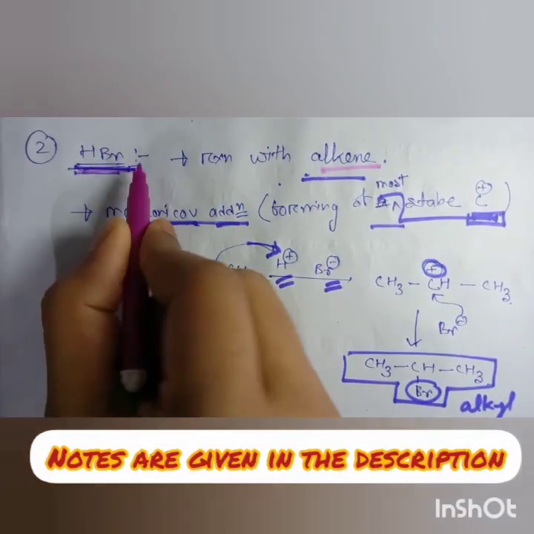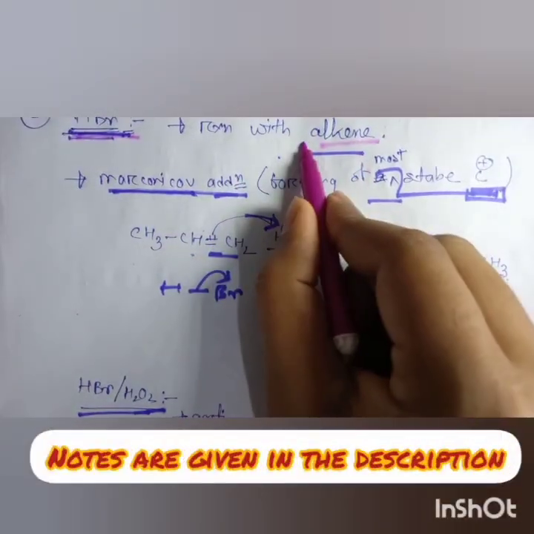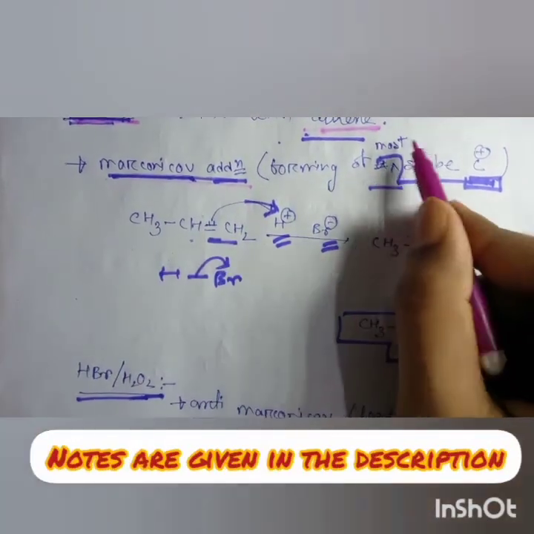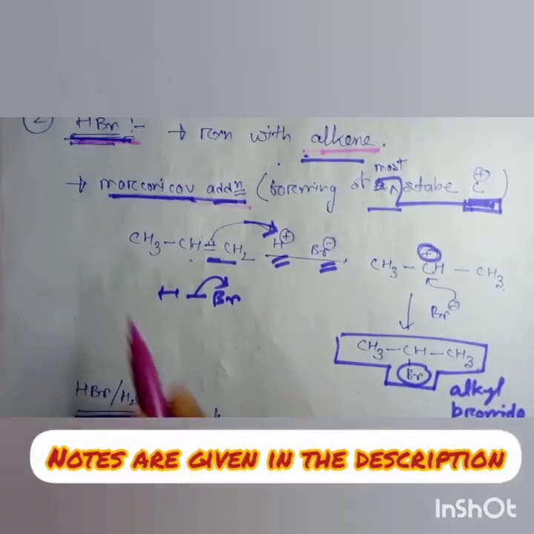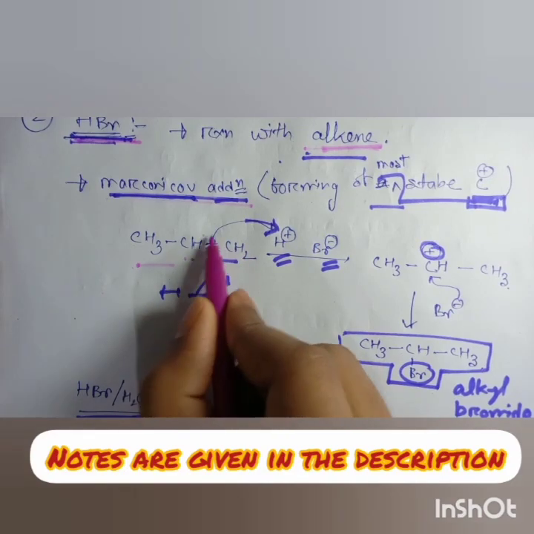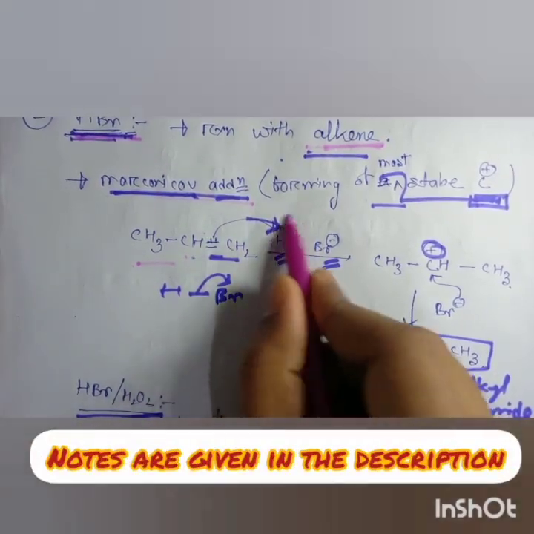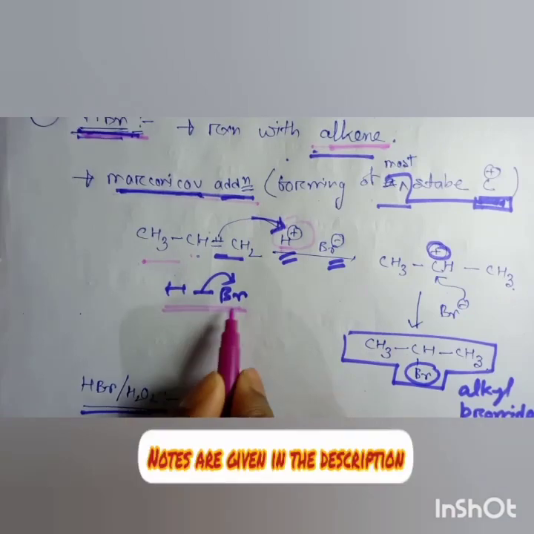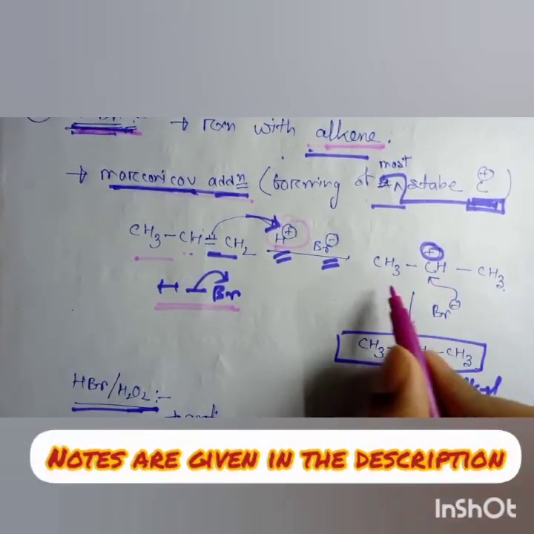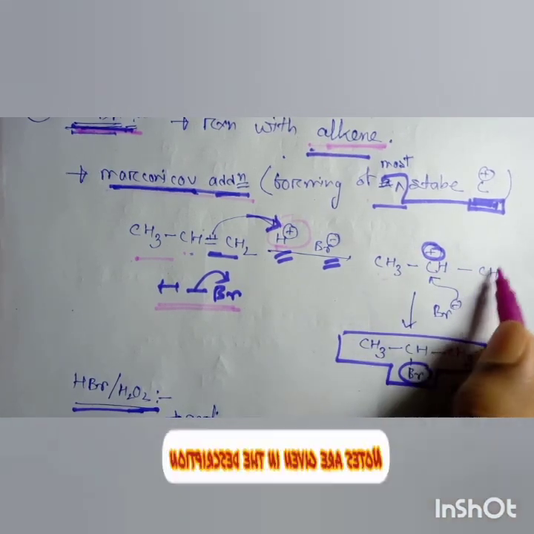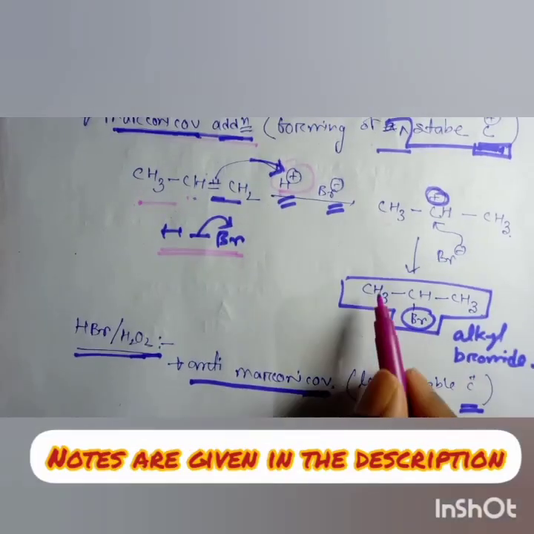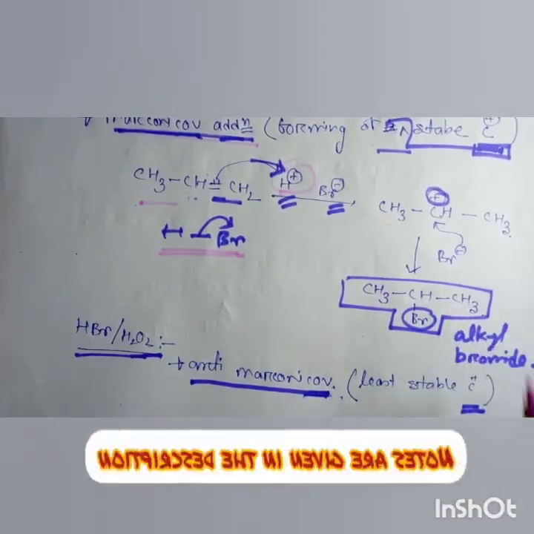Second reaction is the reaction of hydrogen bromide with alkene. Here the Markovnikov addition occurs, forming the most stable carbocation. The mechanism is CH2 CH double bond CH2. This bond goes up and attacks the H plus, which comes from HBr, forming CH2 CH plus and CH3. Later the Br negative attacks the stable carbocation forming CH2 CH Br bond CH3.